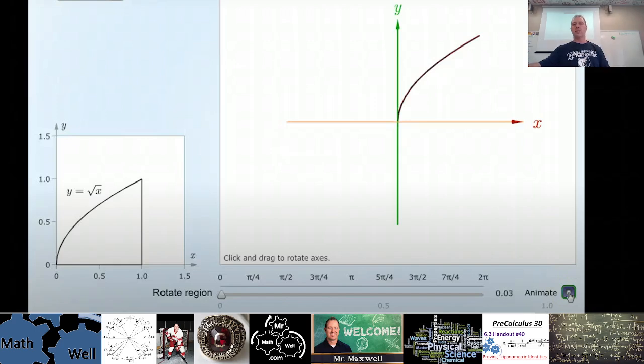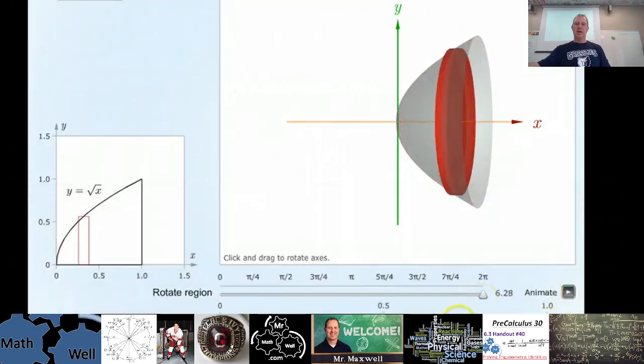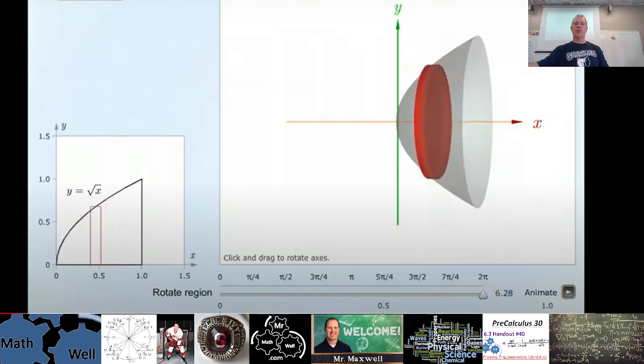And this is some kind of application. Here we have y equals root x. So here's a square root function from a to b, so from 0 to 1. As I play this, just watch what happens when we allow this function to be revolved around the x-axis. So there would be a solid cone-shaped volume.